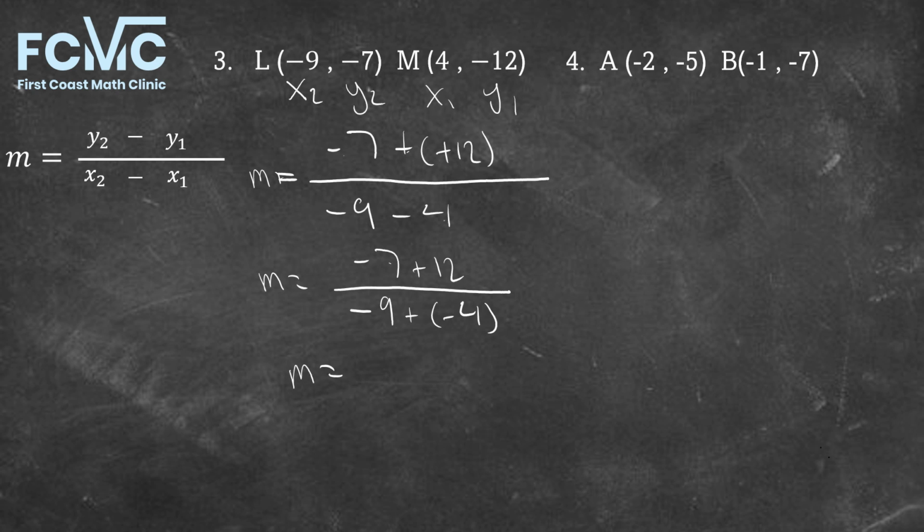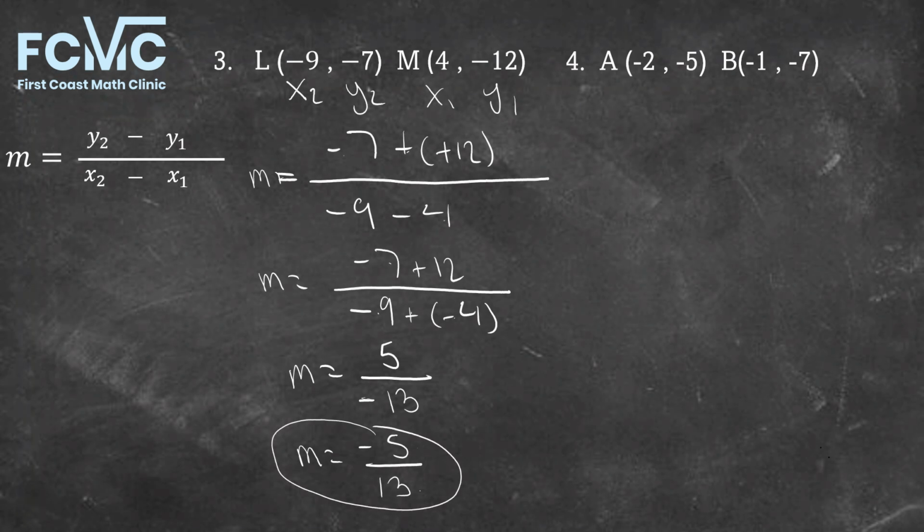Negative 7 plus 12 gives us a positive 5. Negative 9 plus negative 4 gives us negative 13. And when we have a fraction like this with a negative in our denominator, I like to move that negative up to the numerator and rewrite this as negative 5 over 13. So in our slope, we're actually moving down 5 and then right 13. So our slope here is negative 5 over 13.